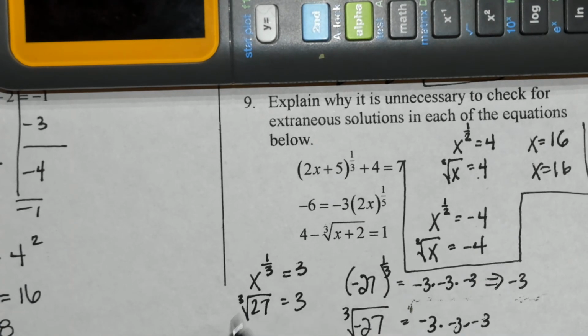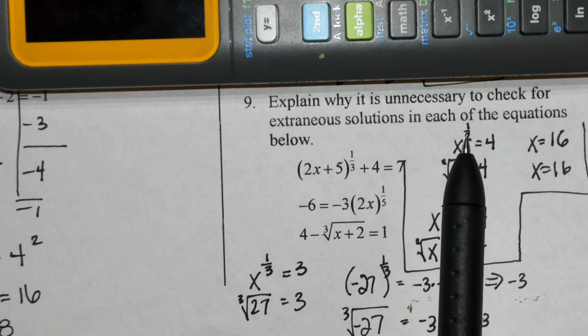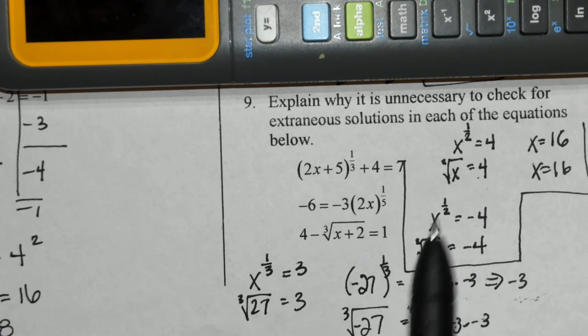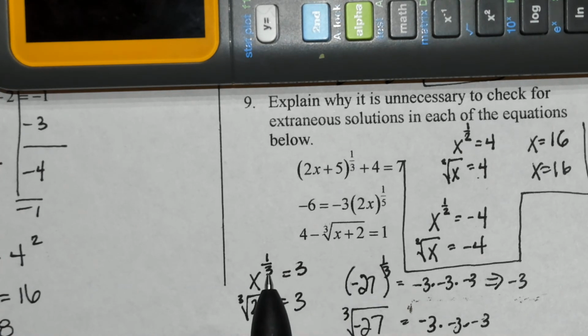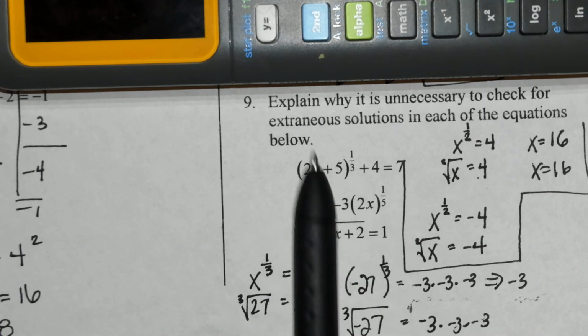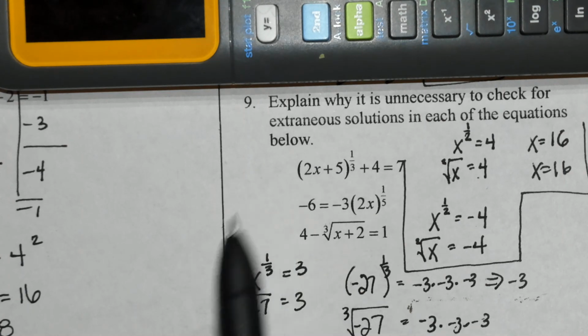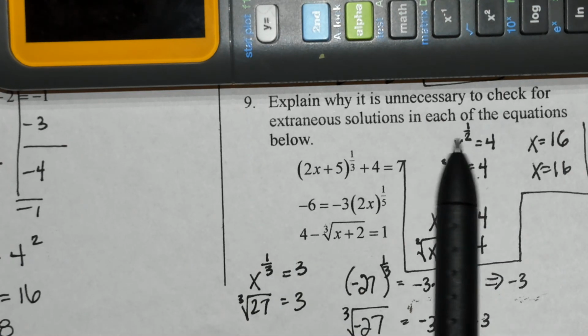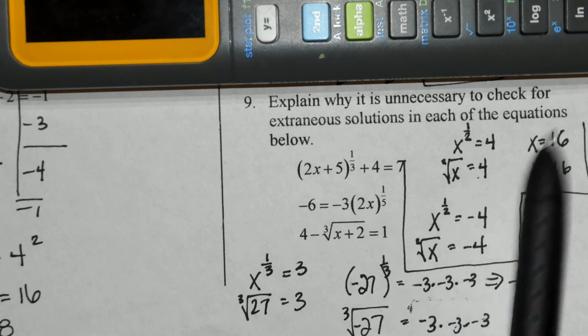The point of this explanation is when the nth roots are even, there's only one answer, one true answer. But when the nth roots are odd, it's possible to have either a positive answer or it's possible to have a negative answer. So when you have nth roots that are odd, you don't have to check for extraneous solutions. But when the nth roots are even, you must always check.